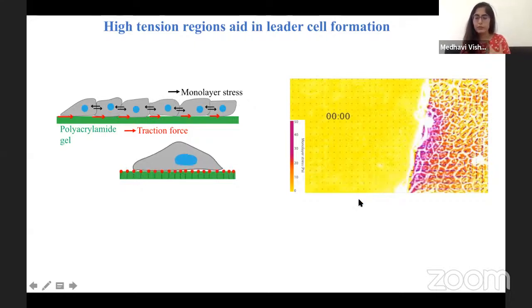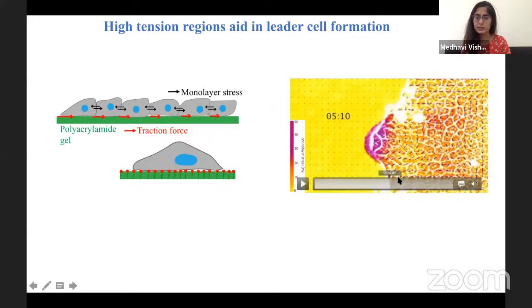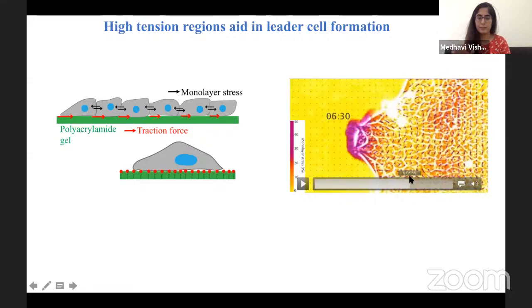And we did that. And what we saw, very interestingly, was that before the leader cells actually form, if there is a wound here, you see increased stress in the cells in specific regions. And then from these regions, you see the emergence of leader cells. So when you go forward in this movie, you will see that there is a leader cell emerging from these high stress regions. So that's showing that there is a high tension that's aiding the leader cell formation.